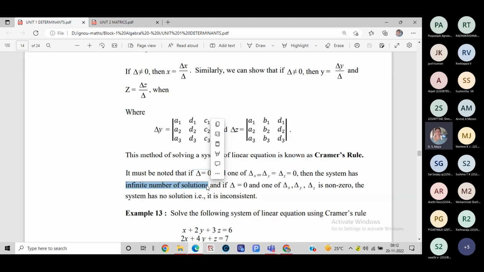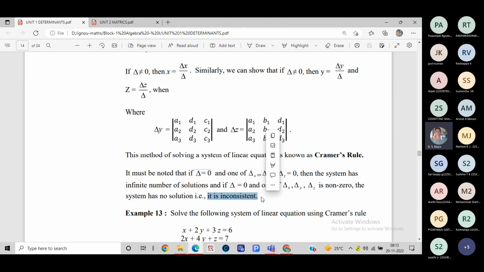If delta is equal to 0, but delta x, delta y, delta z are non-zero, then that system has what? No solution. Then it is called what? Inconsistent. Inconsistency. Clear? When delta is equal to 0, I can't divide by 0 in the numerator, then the system has no solution. If it is no solution, it is called inconsistent.